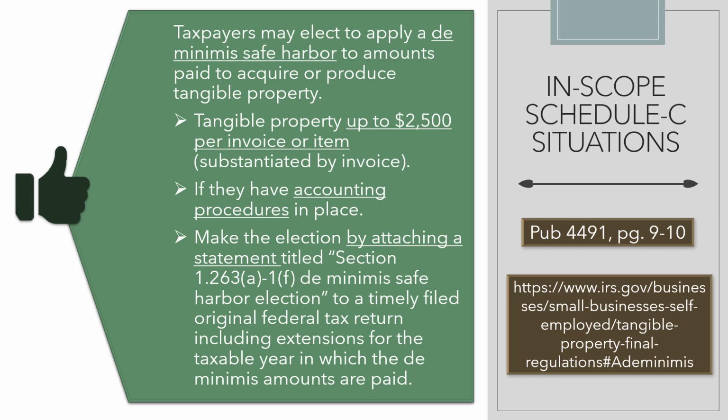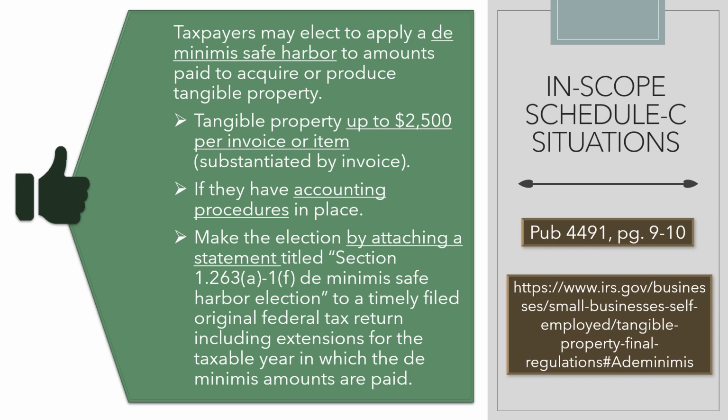They can elect to expense items of up to $2,500 per invoice or item, and it needs to be substantiated by the invoice. As long as they have an accounting procedure in place where they are consistently expensing these types of items. So they can't be taking some items and depreciating them and other items and expensing them. It needs to be consistent. However, for our small businesses, if they don't have what's called an applicable financial statement, they don't necessarily have to have this policy in writing, but they do need to be behaving consistently in order for it to be considered having that policy.